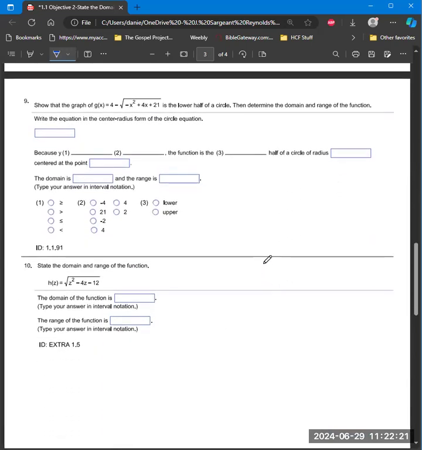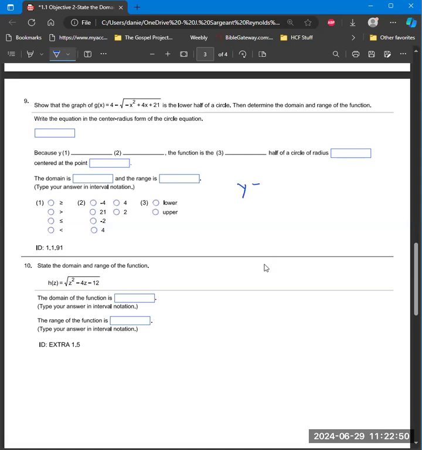Two more questions here. Show that the graph of g of x equals 4 minus the square root of negative x squared plus 4x plus 21 is the lower half of a circle. Then determine the domain and range of the function. All right, so let's solve this for y.